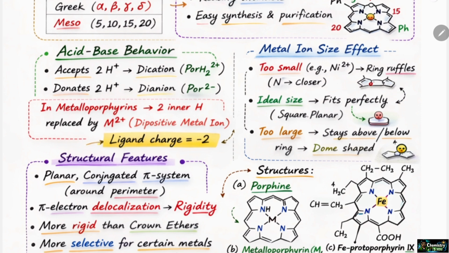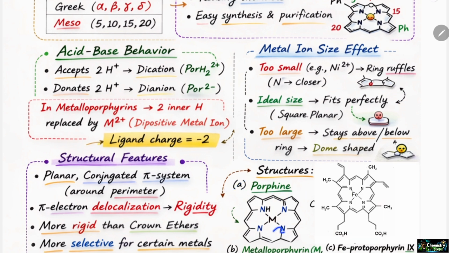And the structure we already told, porphyrin, and this is without metal, sorry. So in porphyrin, 4 pyrrole rings join to form this structure. After that, in metalloporphyrin the metal is inserted, and after that Fe protoporphyrin, the structure is like this, and it is also called heme.